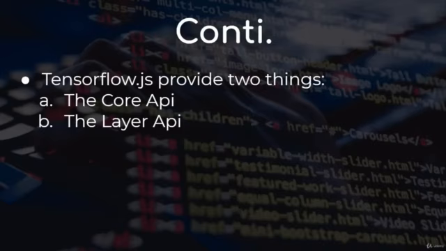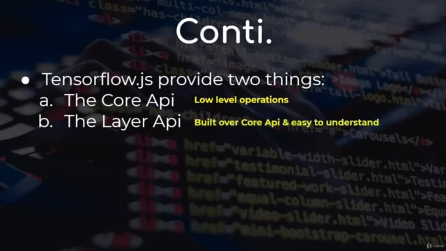Now moving on. There are two things in TensorFlow.js, which are the core API and the layer API. Now the core API deals with the low level code, or you can say simply the complex or simple mathematical operations are present in it. While the layer API is built over core API, it involves different layers, which makes it more user friendly for the person using it. We will be getting into the details soon.